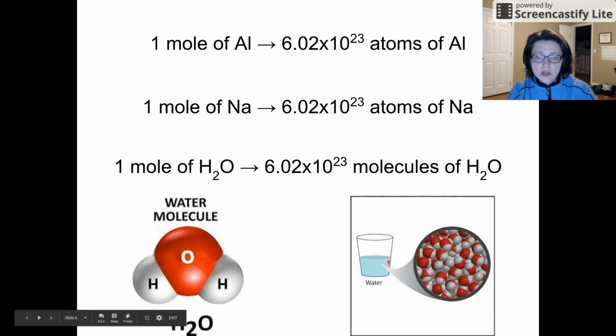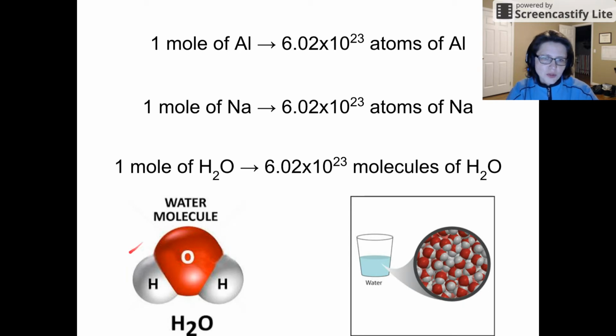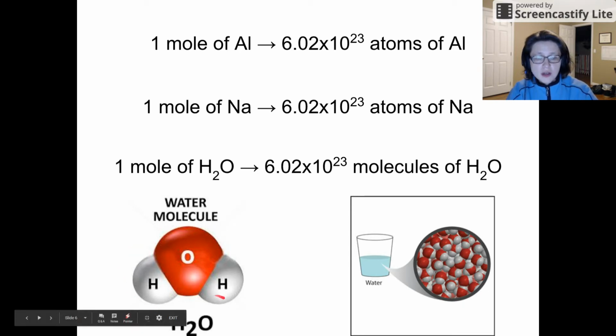So let's imagine that inside of this glass I have 1 mole of water. What does it mean? It means that this entire body of water is made up of 6.02 times 10 to the power 23 units like this. I have that number of water molecules stuck together inside of this glass.